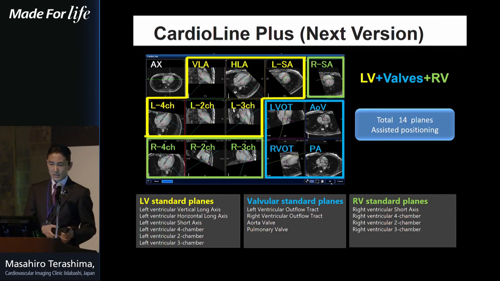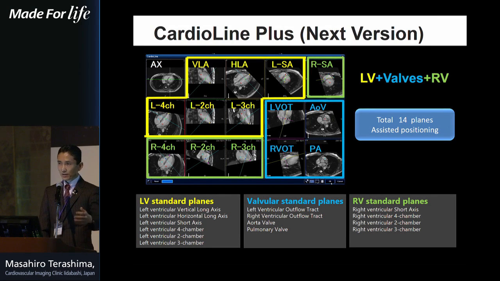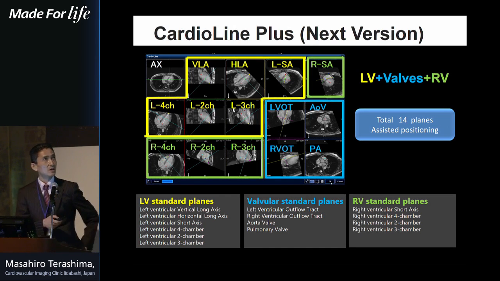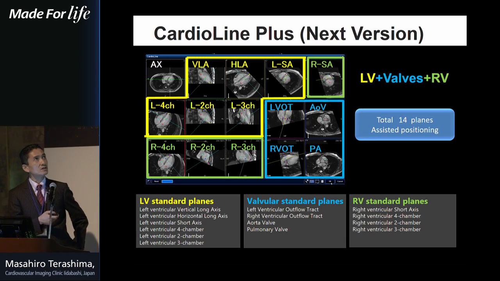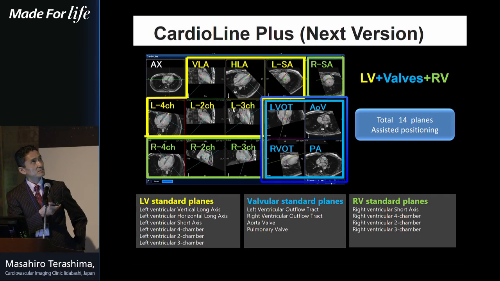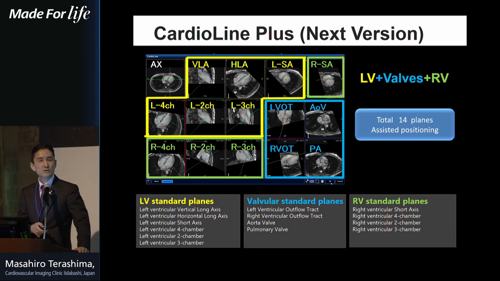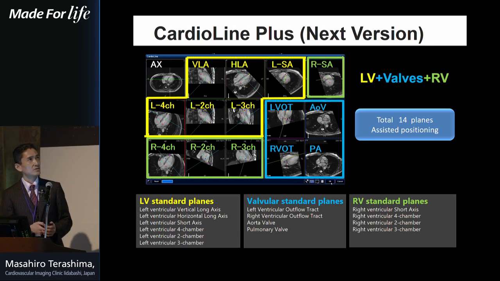This CardioLine system was recently upgraded to CardioLine Plus. This is the next version to get multiple planes, including the RV and also the aortic valve and pulmonary valve. These applications may help the radiotech get a nice cardiac MRI plane, and also make it easier for doctors to diagnose.